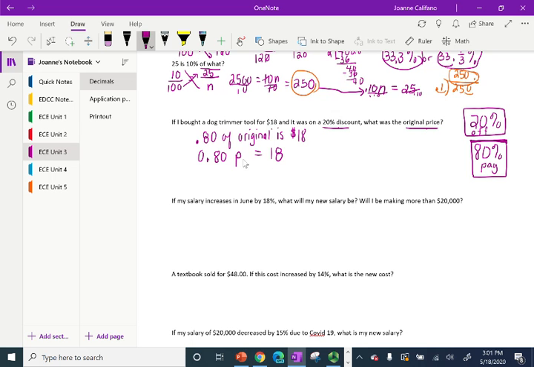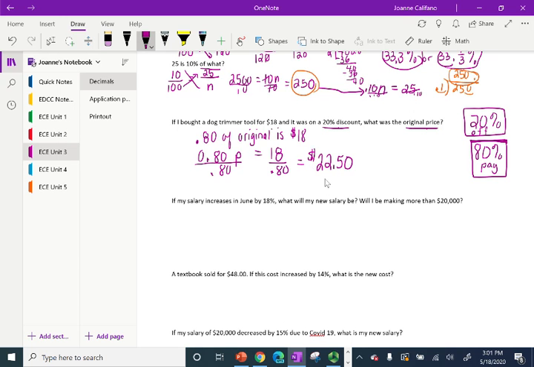If we want the original price now, divide both sides by 0.80, and you'll get your answer, the original price. At this point, we've practiced all our multiplications and divisions. So I'm going to go to my calculator now and say $18 divided by 0.8 gives me $22.50. That was the original price.